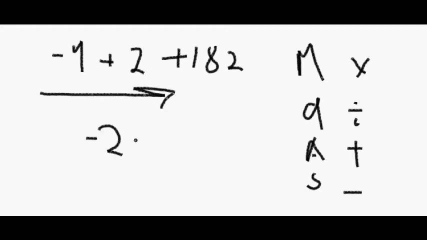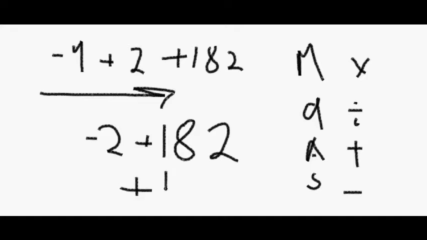So negative 4 plus 2 is negative 2. Negative 2 plus 182. We just subtract, it becomes positive 180. Alright, same philosophy applies to the rest of the problems.